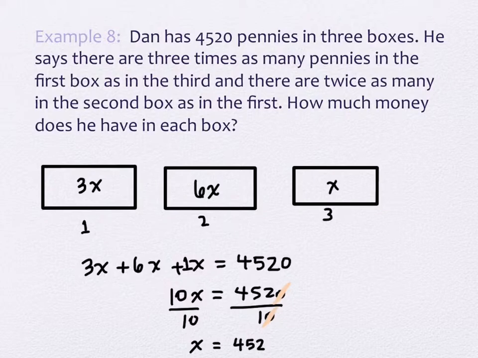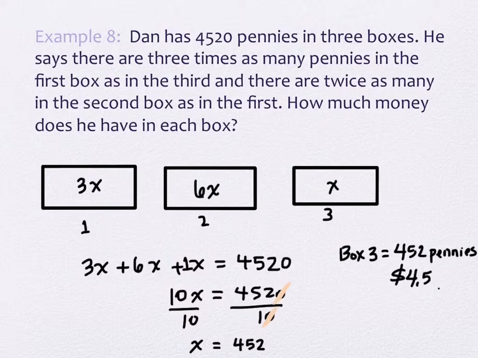So if you're still working with kids who are working with whole numbers, for your box 3, you could just say it is 452 pennies. That would be fine. Or if you're comfortable at that point in working with dollar amounts and you want to put down that it's $4.52, that's fine too.